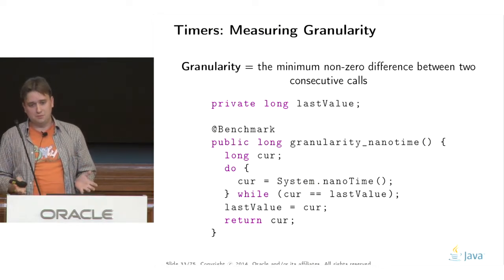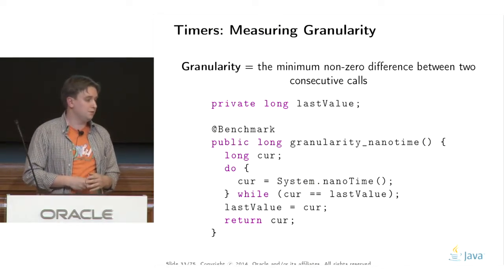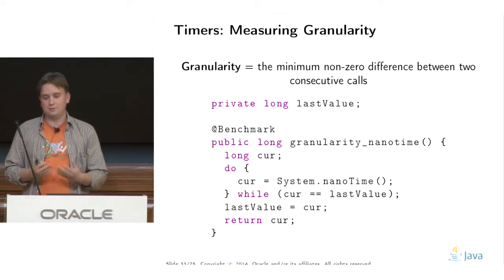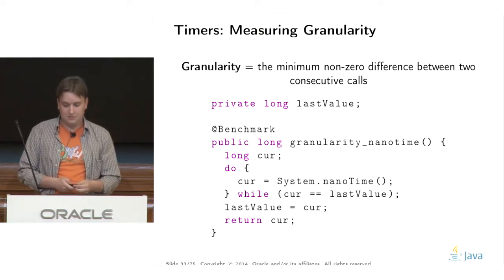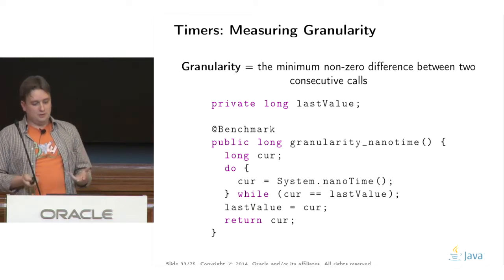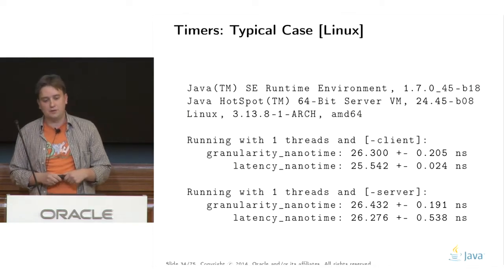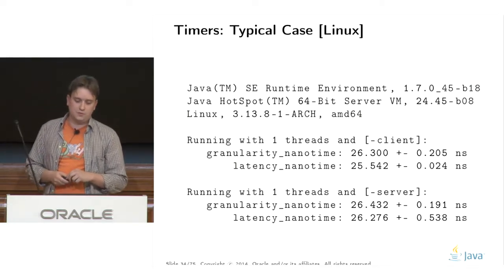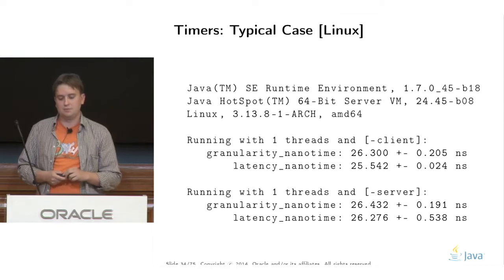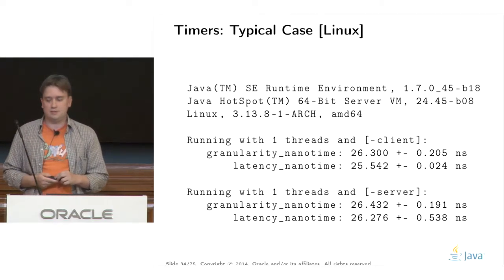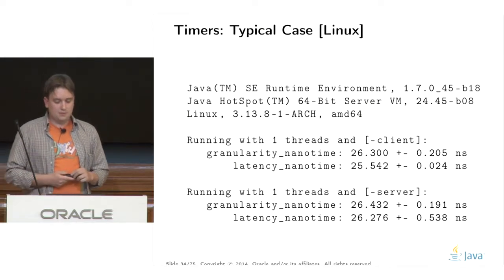It's actually very simple to run. So I put it on the internet and asked people to run it, while I was running it on my lab servers as well. And these are the typical numbers that I got. This is Linux, the typical Linux picture. Regardless of client or server, the latency and granularity of nanoTime is closer to 25 nanoseconds. Not that bad, not that good actually, but this is what you have.